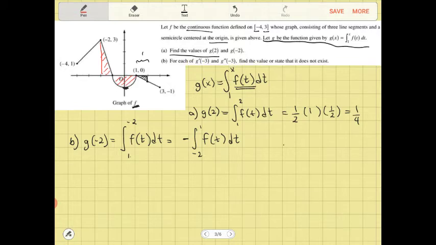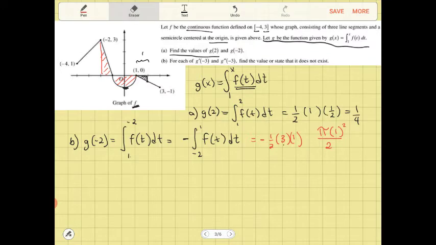And we're going to take the negative of that area. So we have a triangle of height 3 and base 1. And we have a circle, actually a semicircle, which means we're going to divide this by 2. That has a radius of 1. The area of a circle is just pi r squared.